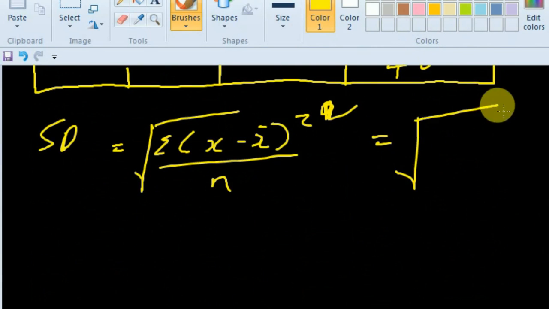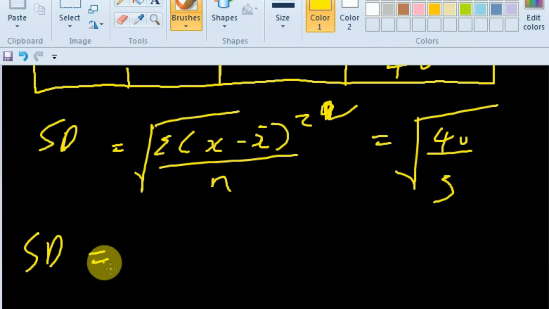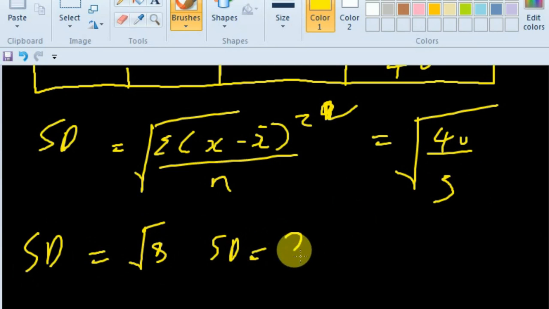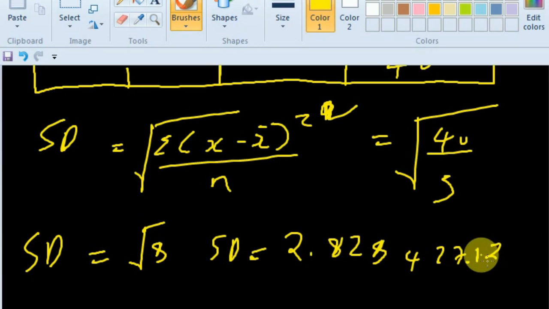So I'm going to say the square root of 40 divided by n, which represents the number of scores, and the number of scores that we have is 5. So our SD is equal to the square root of 40 divided by 5, that's 8. So I have 8 there. Then I'll say SD is equal to the square root of 8, which is 2.82842712.